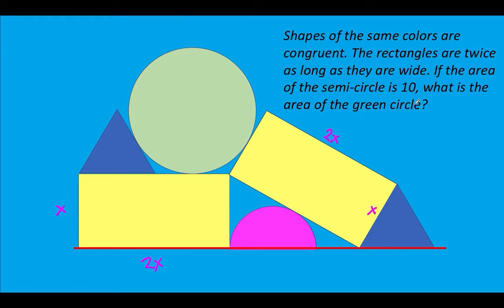If the area of the semicircle is 10, so this is our semicircle, the area is 10 square units, then we can extend this semicircle to form a complete circle. And the area below must also be 10 square units, so the area of this pink circle must be 20 square units. What is the area of the green circle? So we are after the area of this green circle at the top. So how are we going to find the area of this green circle given only these proportions of the sides and the area of the semicircle?